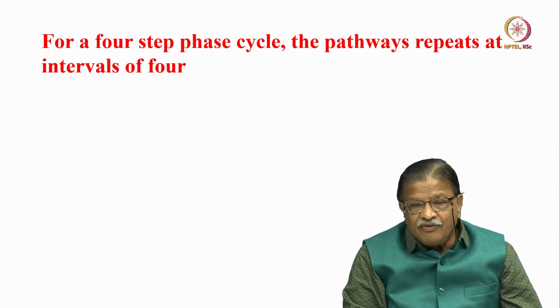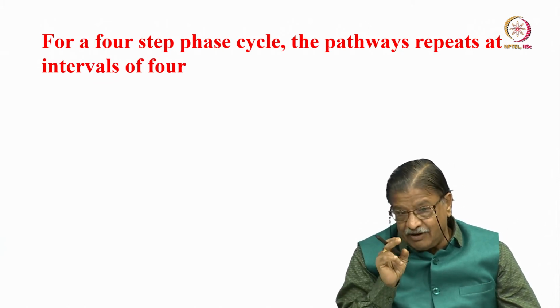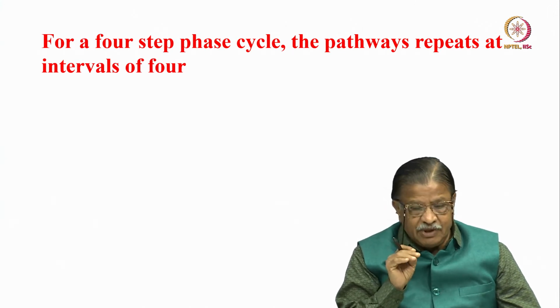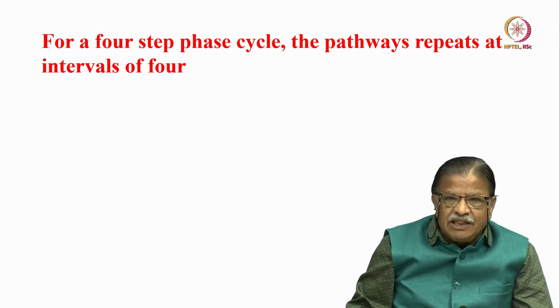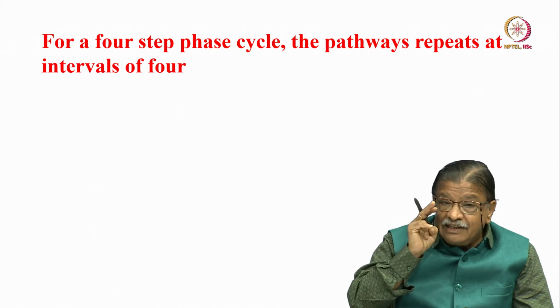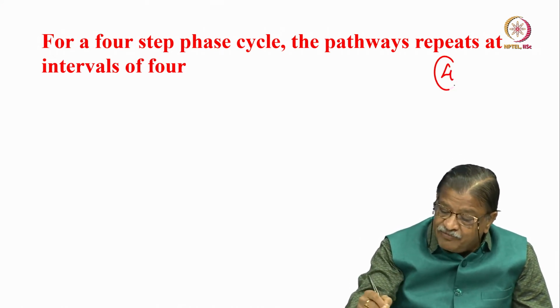Now for the 4-step phase cycling we took, remember 0, 90, 180, 270. For the pulse phase, the 4 steps we took are called 4-step phase cycling. Now the pathway always repeats at intervals of 4. Remember, which is a 4-step phase cycling.